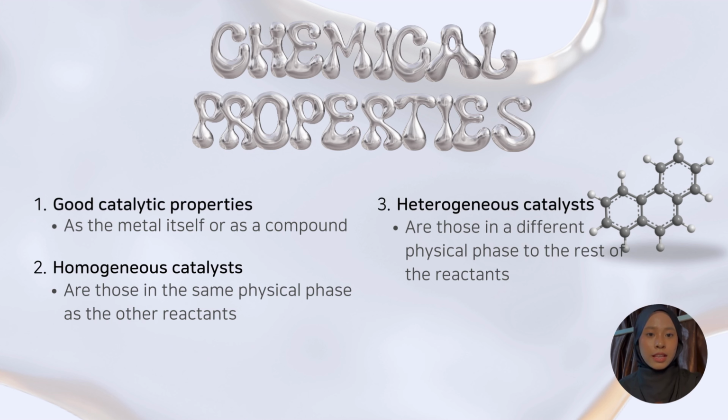Transition metals are excellent catalysts, meaning they speed up chemical reactions without being used up. Second, we have homogeneous catalysts. Homogeneous catalysts are in the same phase as the reactant, usually in solution. Third, we have heterogeneous catalysts. Heterogeneous catalysts are in a different phase, such as solid catalysts with gaseous reactants.